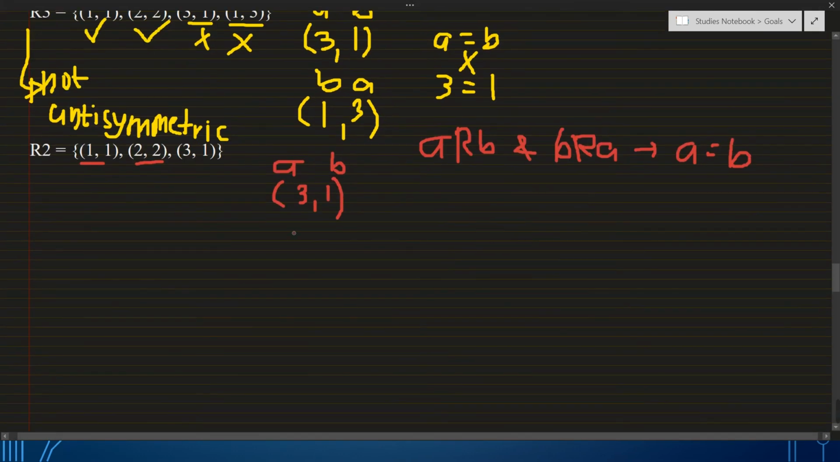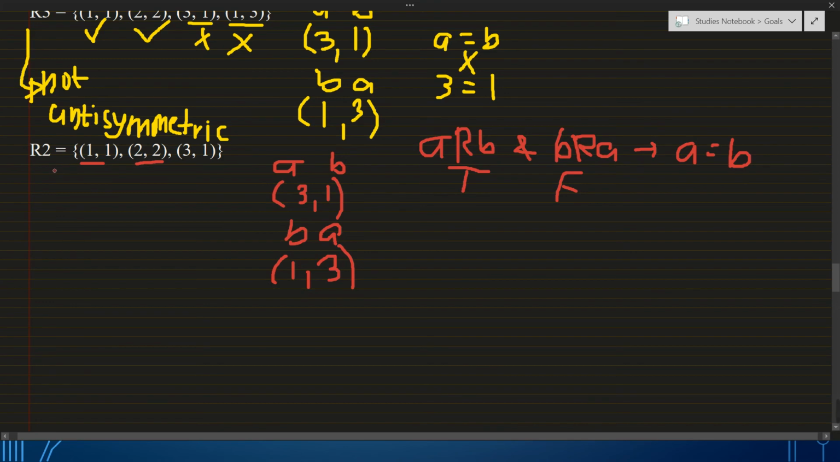We already have (3, 1), so this is a truth value. B relates A, so what is B relates A? It is (1, 3). But we cannot see (1, 3) in R2, so it provides a false value. Since it has no (1, 3), we can say R2 is already antisymmetric.